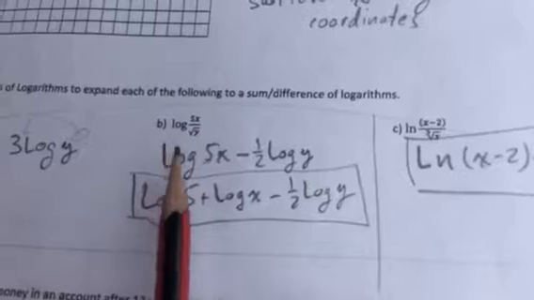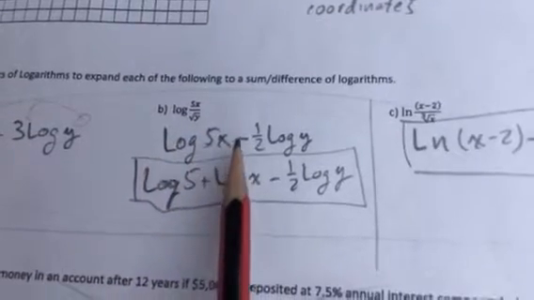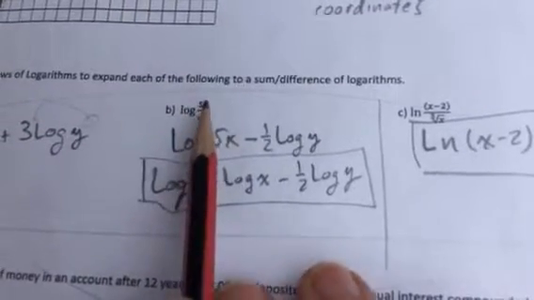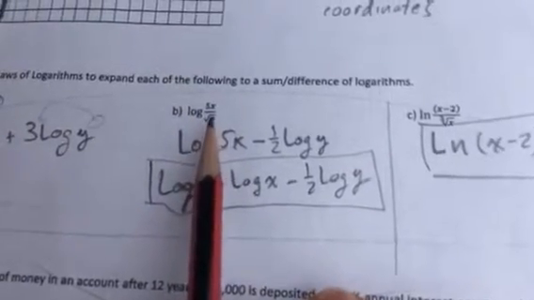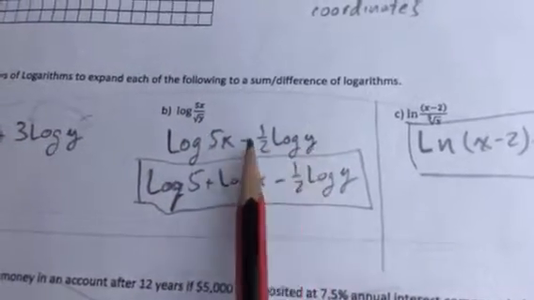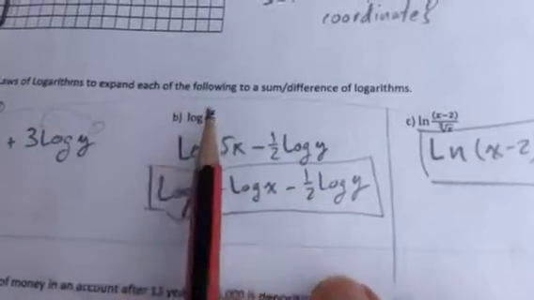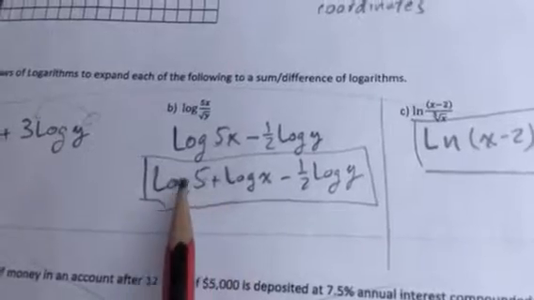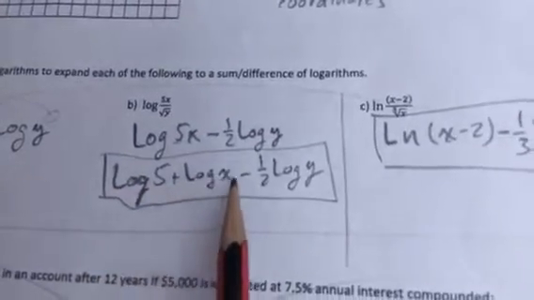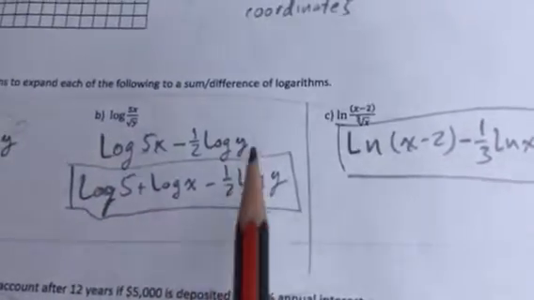Over here in this problem, similar, except that I've also got a subtraction because I've got log of a quotient, log of a fraction. So that square root of y becomes 1/2 log y, and I'm subtracting that. So I have log of 5x, but actually 5x is a product, so I can split that up even further. So log 5 plus log x, and then minus the 1/2 log y.